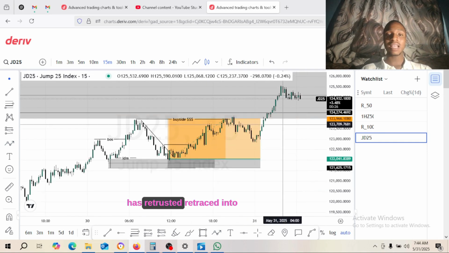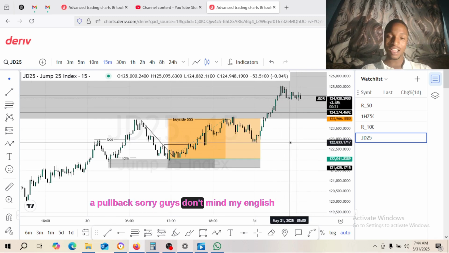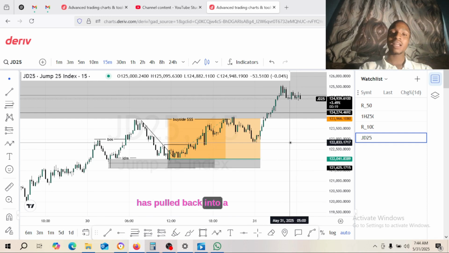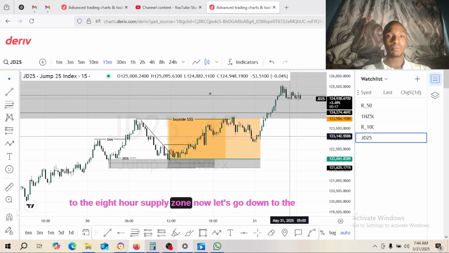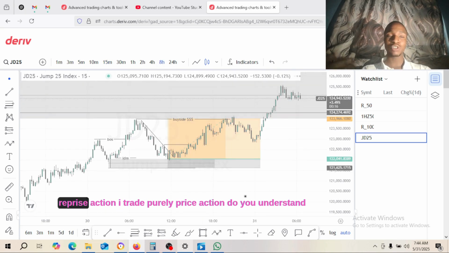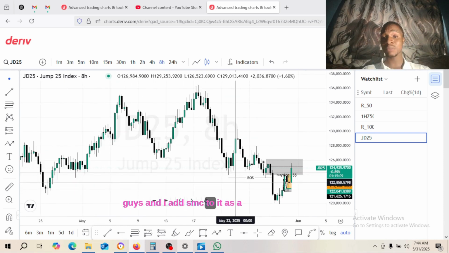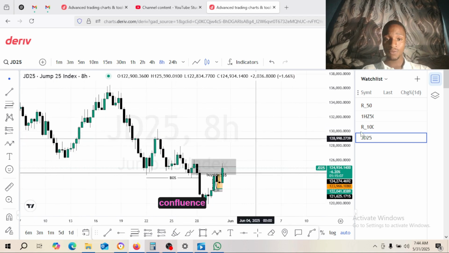So now price has retraced into a pullback. Sorry guys, don't mind my English. It has pulled back into the 8 hour supply zone. Now let's go down to the 8 hour time frame to see price action. Read price action. I trade purely price action. Do you understand, guys? And I add SMC to it as a confluence to my trade.